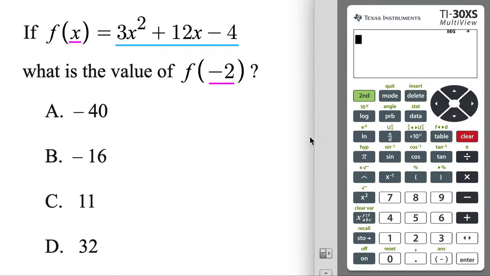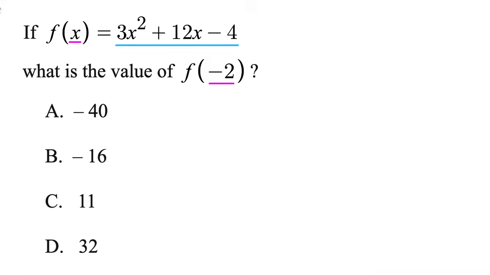It starts off with a 3, and then when you change a letter to a number, just put it in parentheses. So -2. And then this one has a squared. We'll use that x squared button on the outside of the parenthesis. And then plus 12 times x, changing to -2 again. And finally, minus 4. So enter -16, and that's the final for this one.